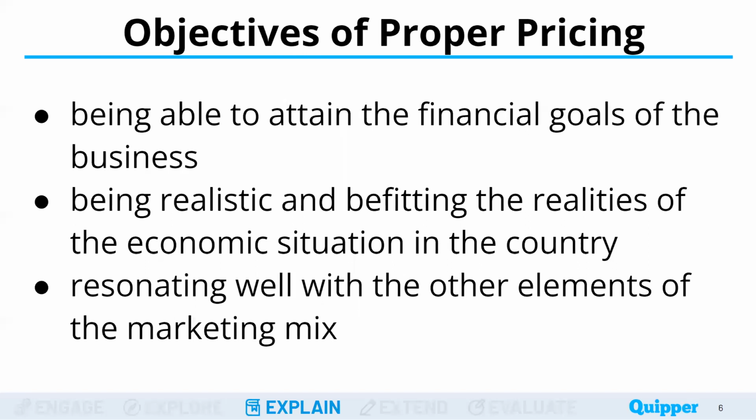And resonating well with the other elements of the marketing mix. For example, yung product, dapat nag-complement din siya sa price. So, kung mataas ang quality, we expect na high din yung price niya. If low quality yung product natin, then we expect na babawi tayo sa presyo, bababaan natin yung presyo. Okay?